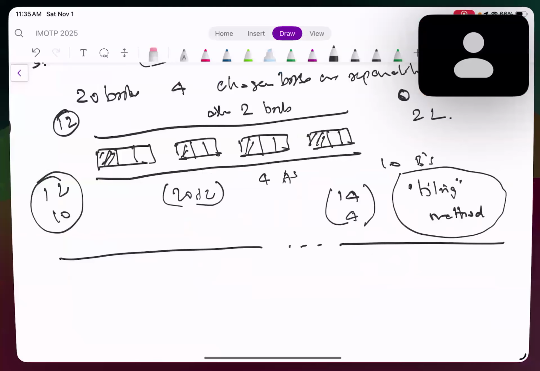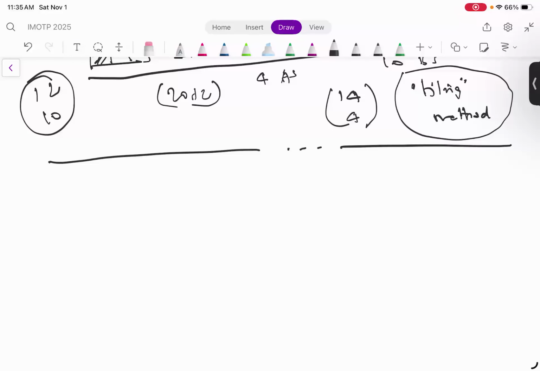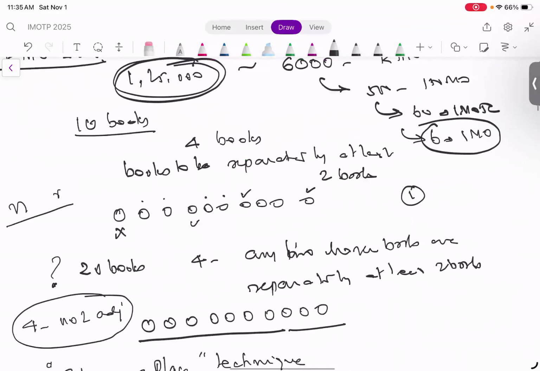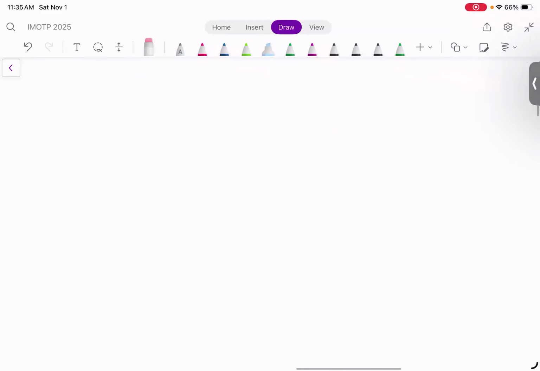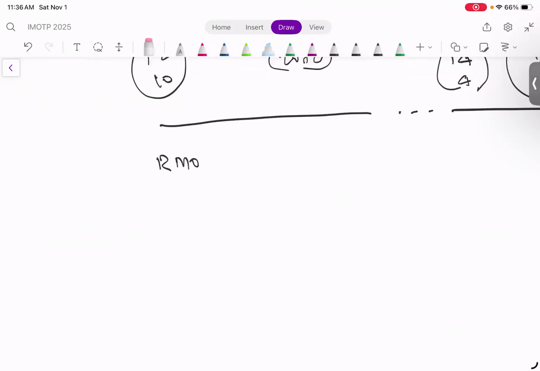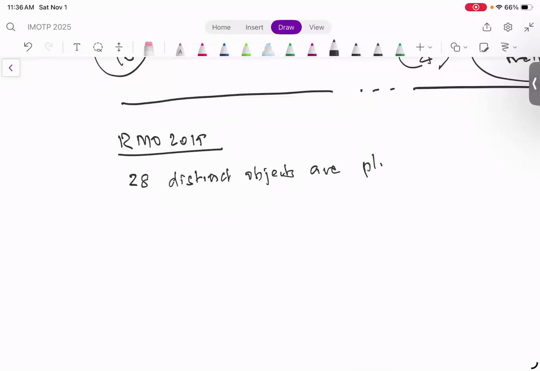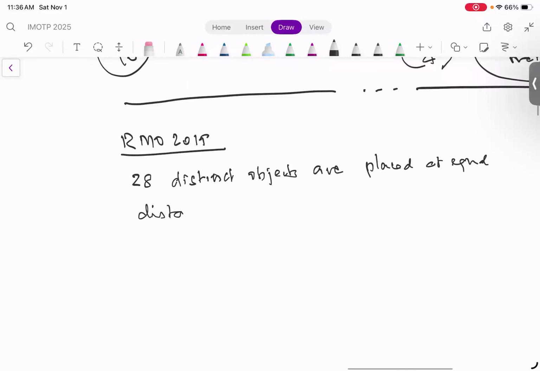Okay, all right. So let's do one problem which was from RMO 2015, if I remember right. Let me write the statement. 28 distinct objects are placed at equal distances around a circle.